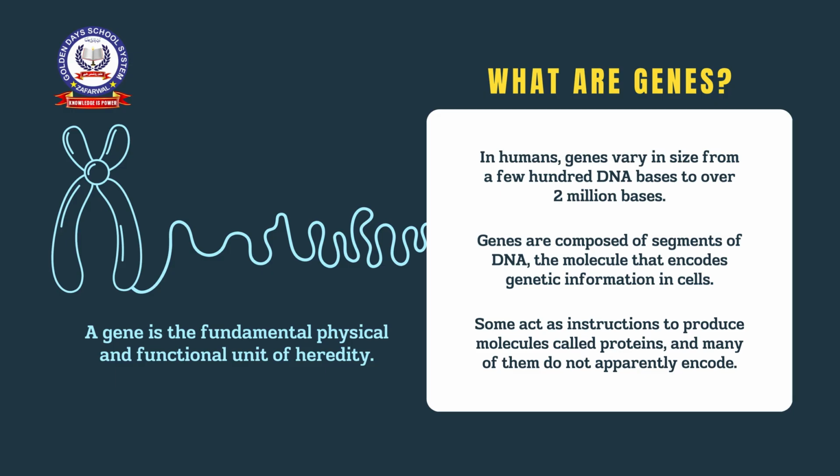What are genes? In humans, genes vary in size from a few hundred DNA bases to over 2 million bases. Genes are composed of segments of DNA, the molecule that encodes genetic information in cells. Some act as instructions to produce molecules called proteins, and many of them do not apparently encode. A gene is the fundamental physical and functional unit of heredity.